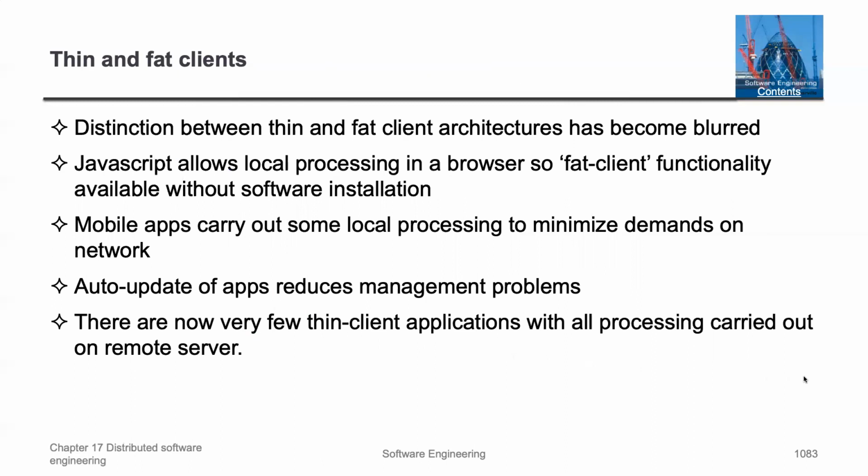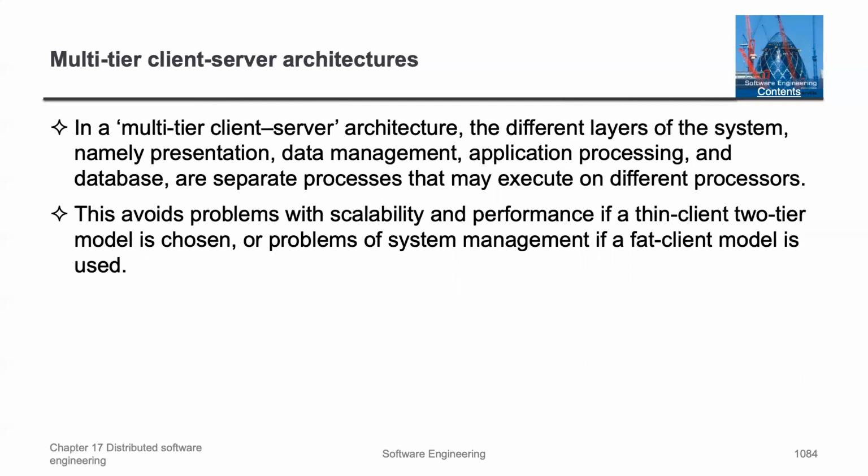In a multi-tier client server architecture, the different layers of the system, namely presentation, data management, application processing, and database, are separate processes that may execute on different processors. This avoids problems with scalability and performance if a thin client two-tier model is chosen, or problems of system management if a fat client model is used.